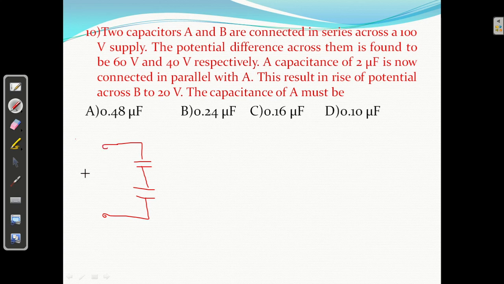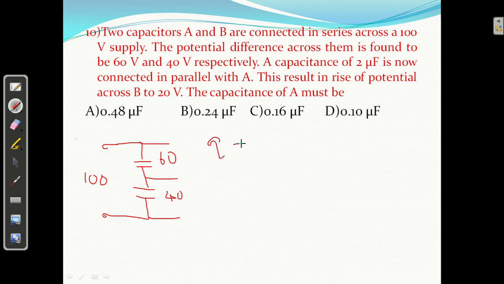The supply voltage is 100 volt, and the potential difference across them is found to be 60 volt. Across this one it is 60, and across this one it is 40. If these two are in series, Q will be the same. So what is the Q?